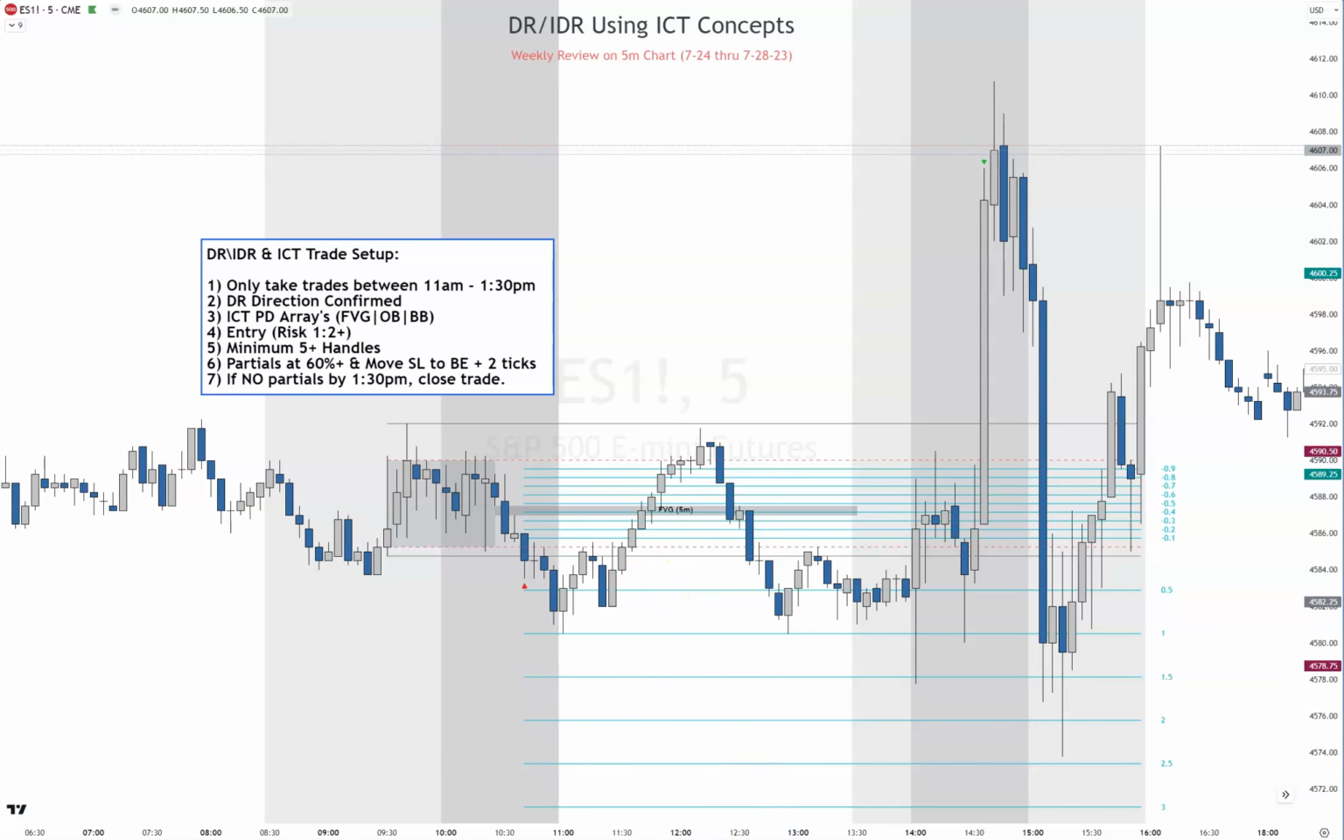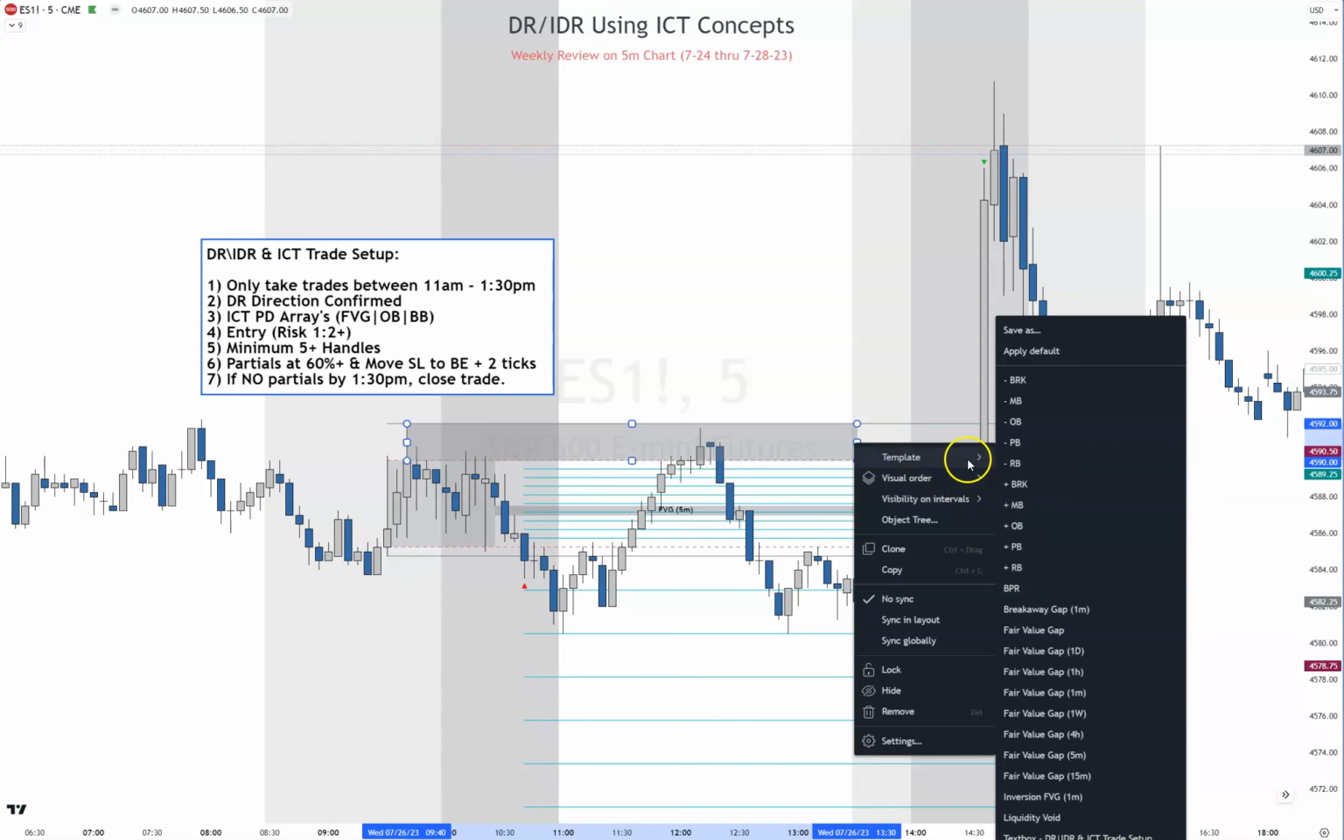So now I'm also looking up here. This right here is a rejection block. I wouldn't have marked that out until after I lost the first one. Just being honest.